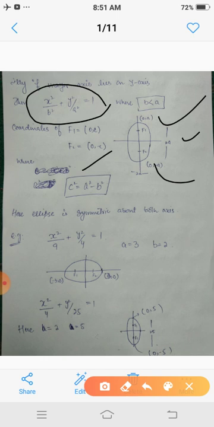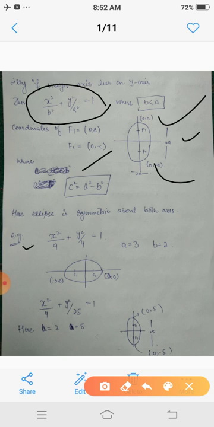So simply, if we have an equation containing x square and y square such that the denominator of y square is greater than the denominator of x square, then we simply say that it is an ellipse whose major axis lies on the y-axis. Now if the denominator of x square is greater than the denominator of y square, then we simply say that the major axis is on the x-axis, that is, the foci lie on the x-axis.